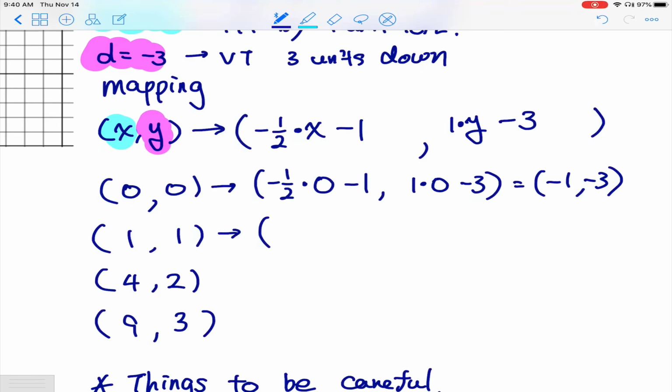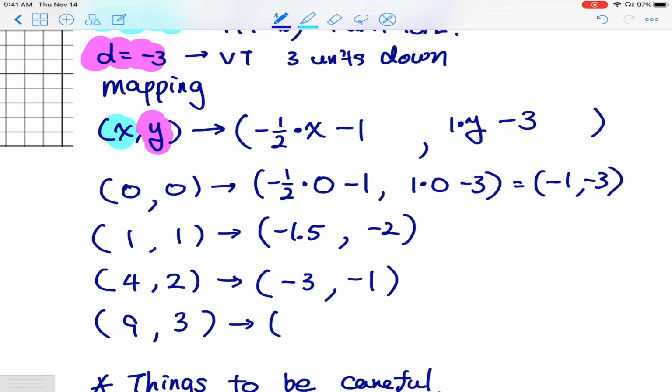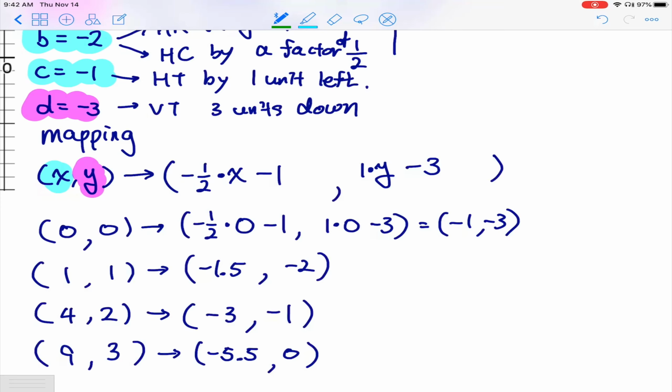So the next one is negative 1.5, comma, negative 2. And the one after that is negative 3, comma, negative 1. Now you can simply use your calculator to do this job, and it should be fairly simple and easy to do. Now the next one is negative 5.5, comma, 0. So we're done calculating these.